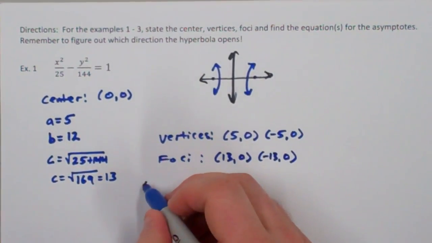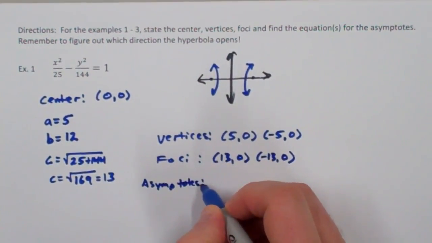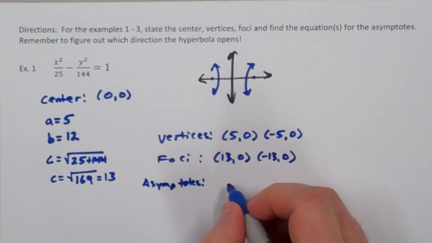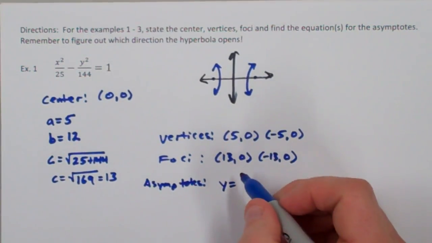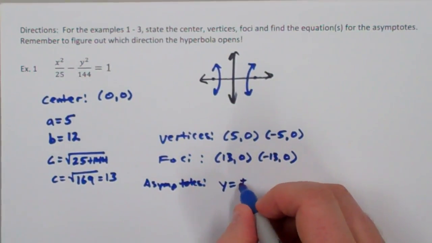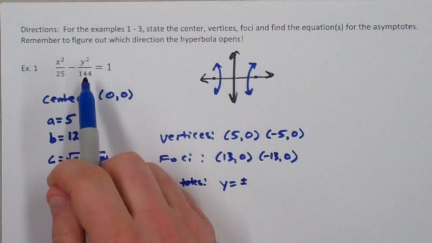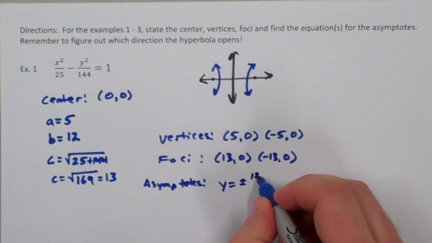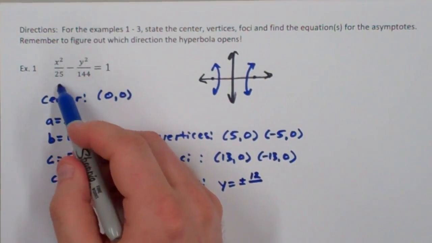To write the equations of the asymptotes, all we're going to do is write down the y part first. It's y minus 0, or just y, is equal to, now we need to write the slope. We're always going to have two asymptotes, so we're going to have both a positive and negative value of the slope. In this case, b squared is underneath y, and b is 12. So that would be plus or minus 12 over a. a is underneath the x part right here.